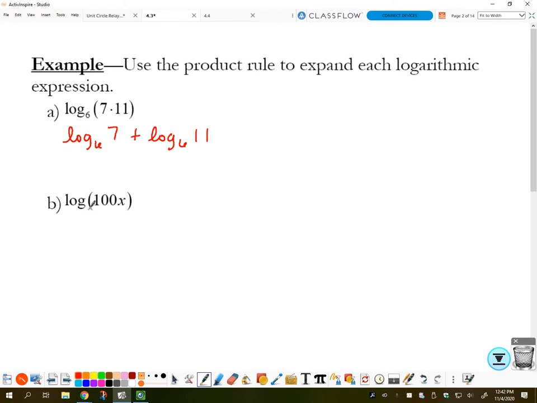Alright, so for B, remember there's an understood 10 here. So we have log base 10 of 100 plus log base 10 of x. So base 10, so 10 to what power is 100? Since you can figure that out, you can go ahead and say 10 to the second is 100, so log of 100 is just 2. If you type this in your calculator, you would just get a 2. So I'm going to replace that log statement with what it's equal to, and then have plus this other log statement that I can't simplify.